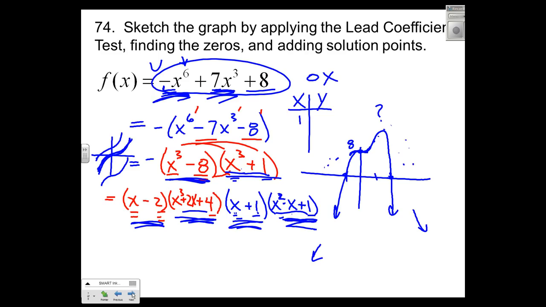If I get a 1, 1 would give me -6 plus 7. Is that right? If I put in a 1, -6, or -1, excuse me, that was silly. -1 plus 7, 6, plus 8, 14. So we're going to go up to 14. Now, might we go a little bit higher? Yeah, there's no guarantee that 1 is the highest point there. It may be, we may get above 14, but that gives us a really good feel for what this graph looks like.